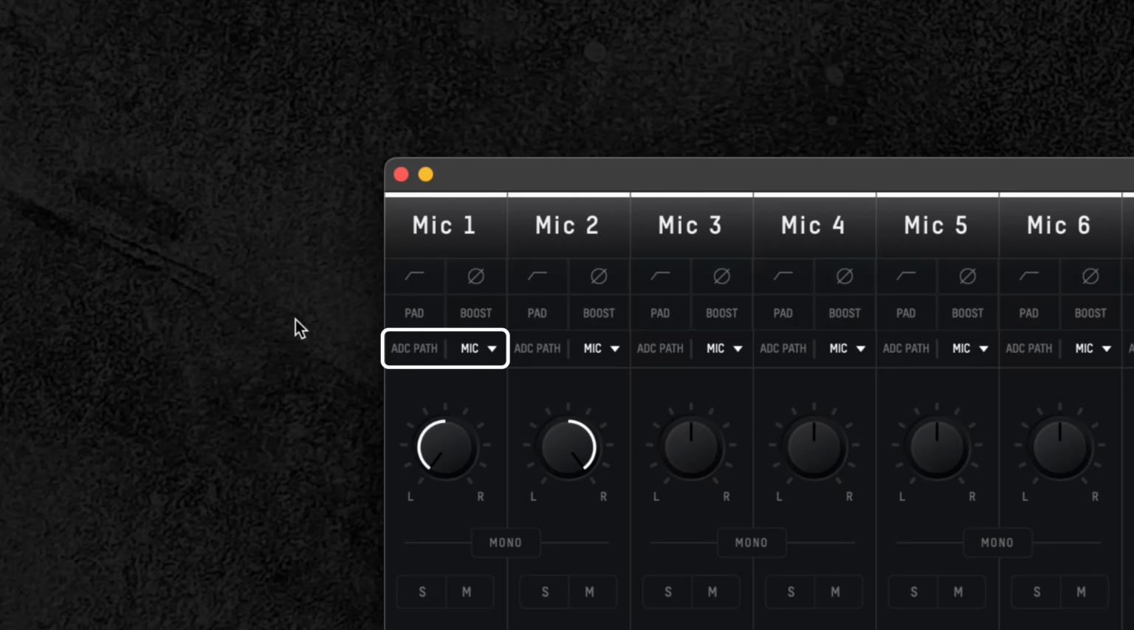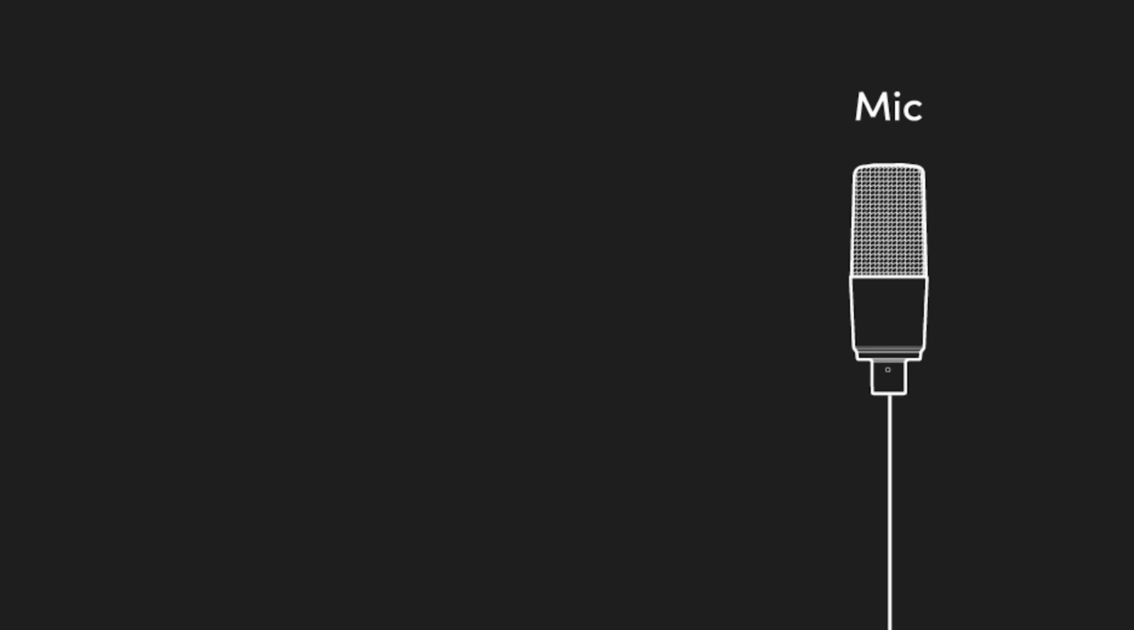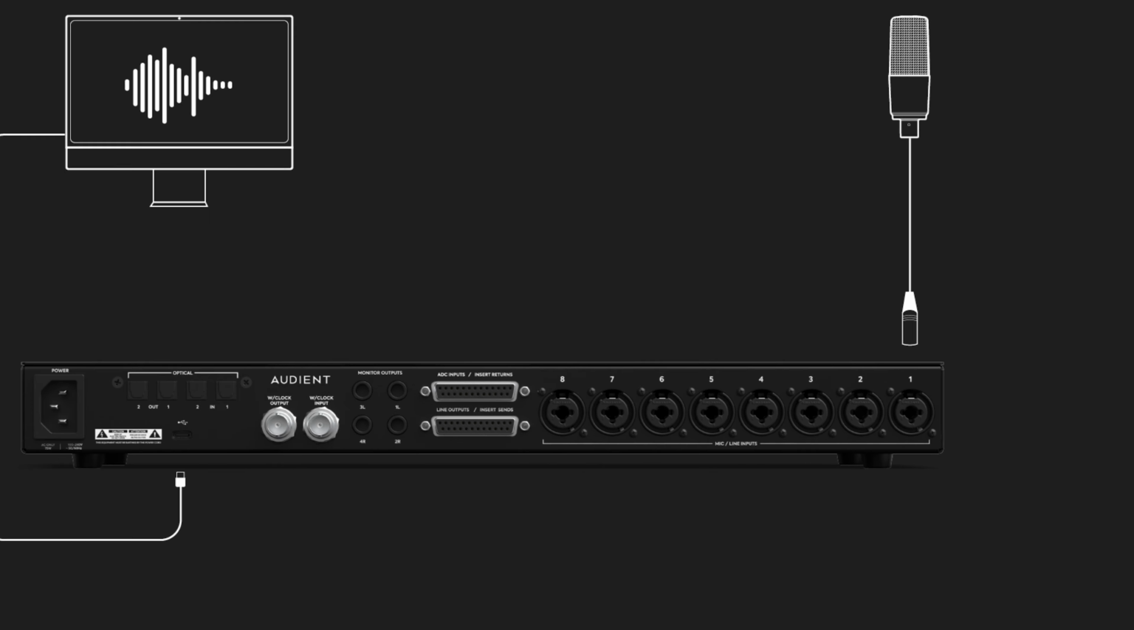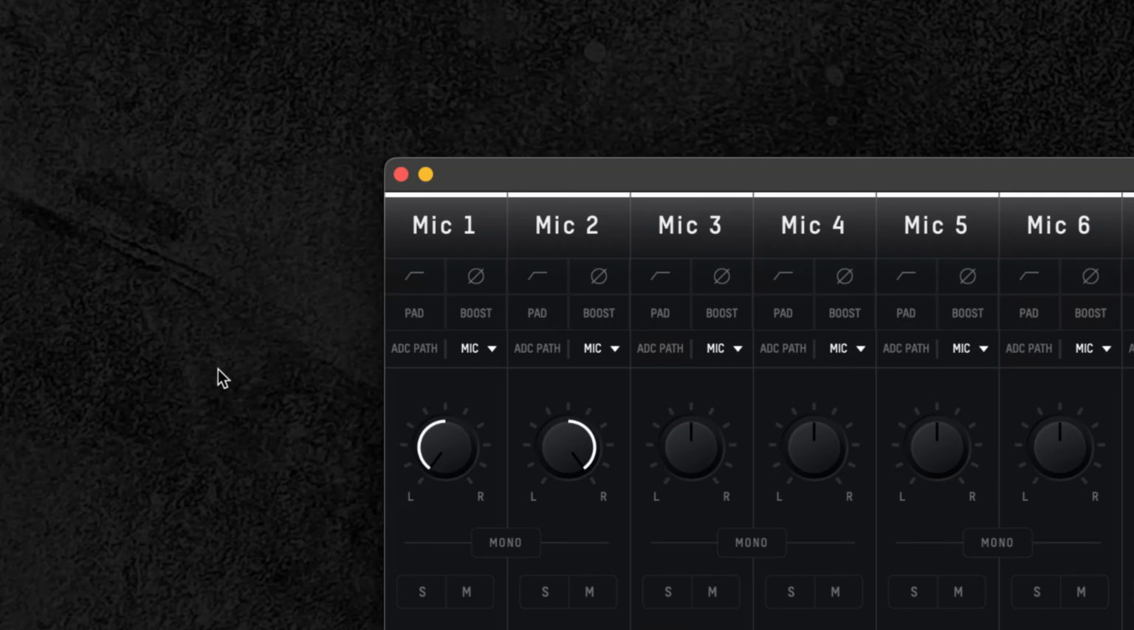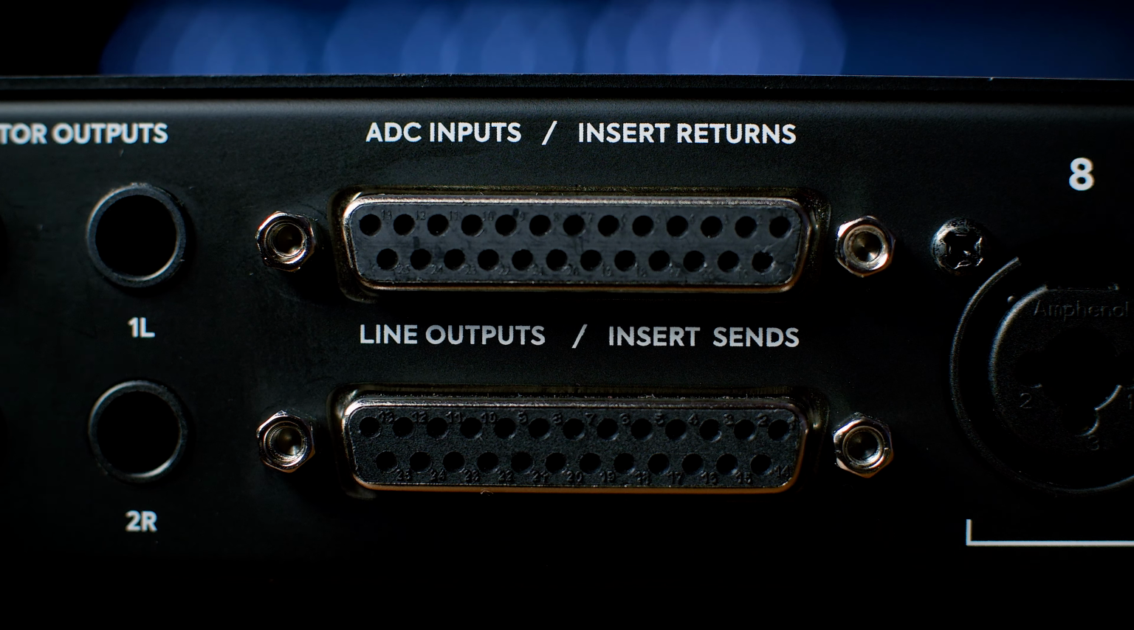The ADC path section is new for iD48. When using the mic ADC path setting, the analog to digital converter is fed directly from the output of the built-in Audient console mic preamp. The line output insert send DB25 port can then be used as additional line outputs. The additional line output can then be used to feed external hardware such as headphone amps.